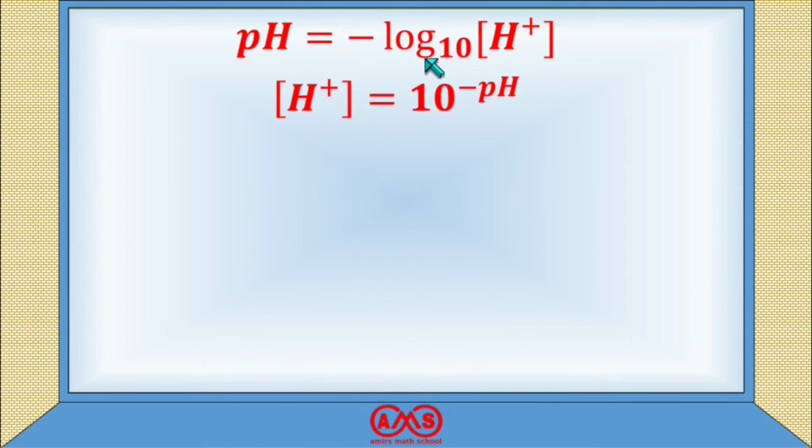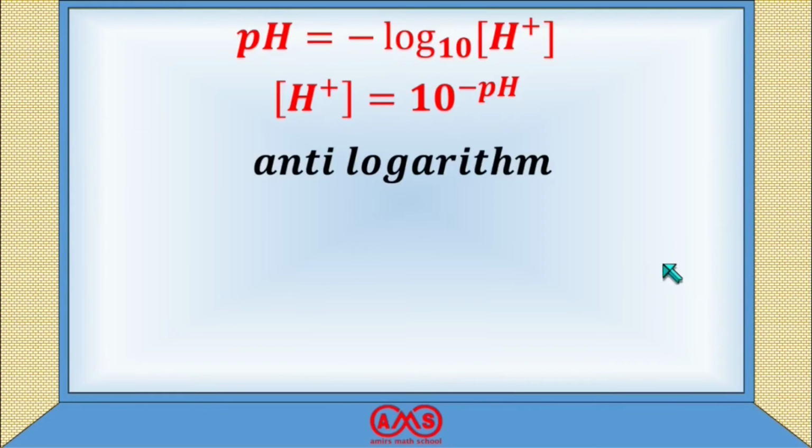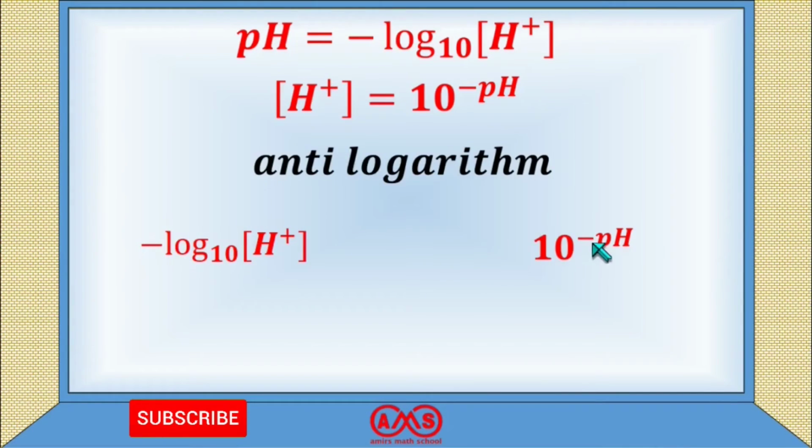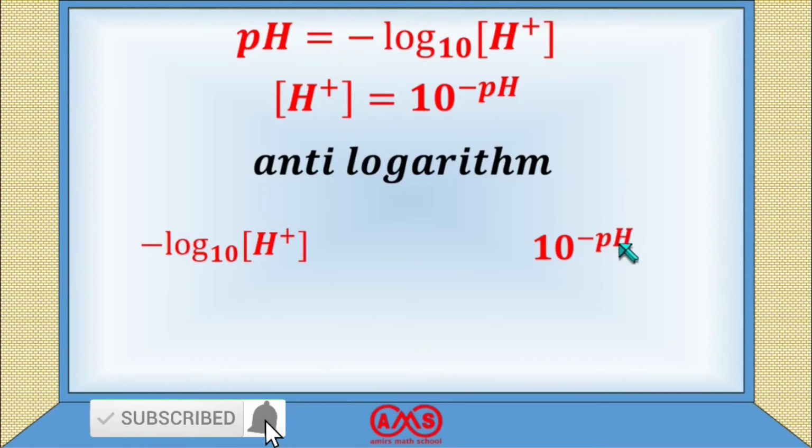In case of this common logarithm, the exponent with base 10 is called the anti-logarithm. So if minus log 10 base H plus is the logarithm, in that case the anti-logarithm of this logarithm will be 10 to the power minus pH. The anti-logarithm of common logarithm is the exponent with 10 base. Let's see how this anti-logarithm works.